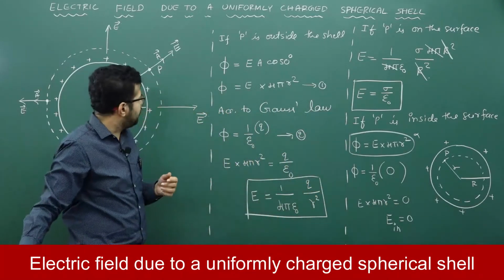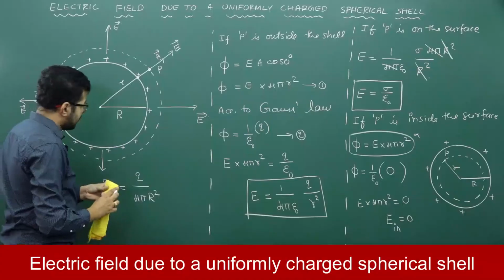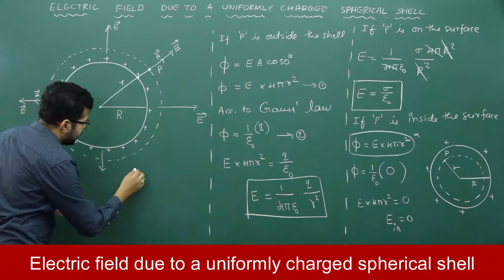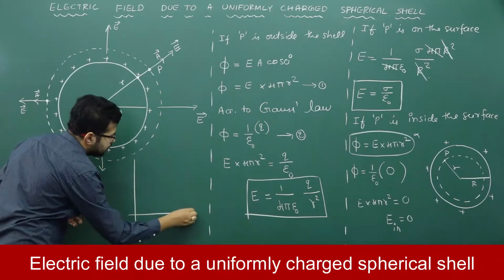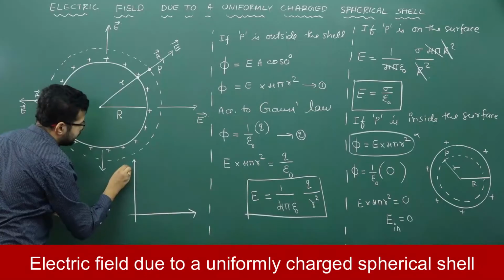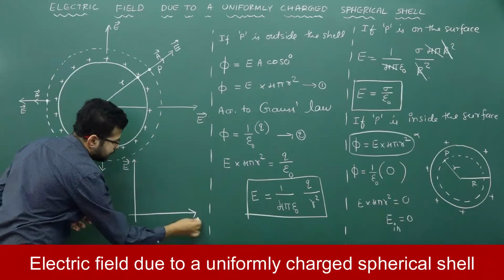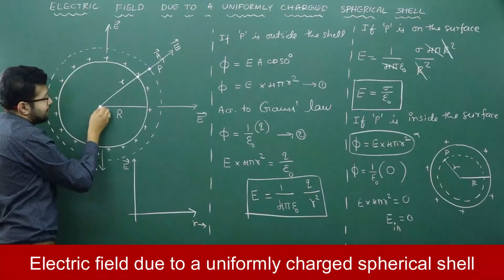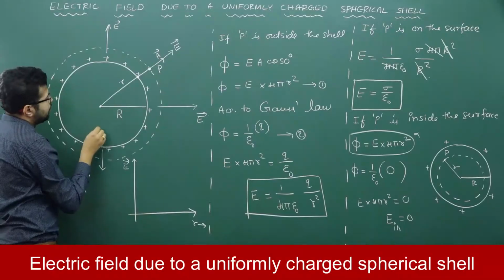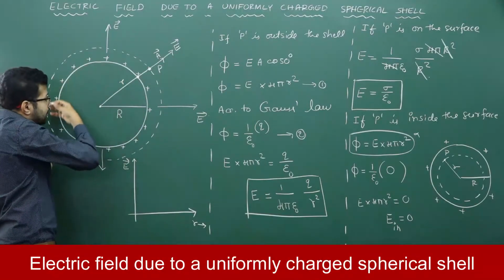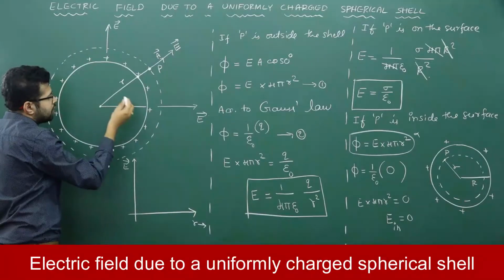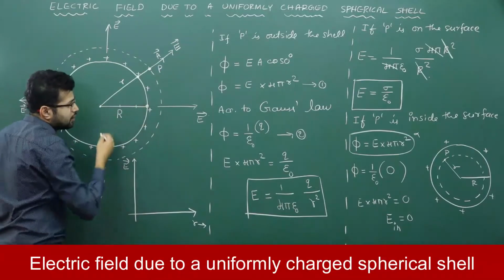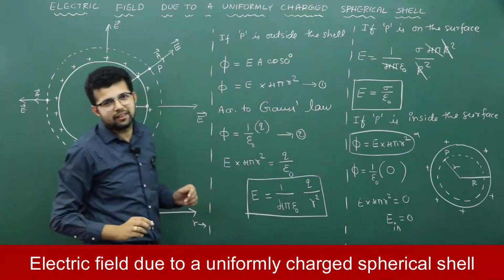Now, if we plot variation of electric field with distance, along the y axis let me take electric field, along the x axis let me take distance. Now, inside the spherical shell electric field is 0. If you consider any point inside the shell, electric field is 0. So, here also electric field is 0, here also electric field is 0, but if you consider a point on the surface, then you have got some electric field, that is sigma by epsilon naught.